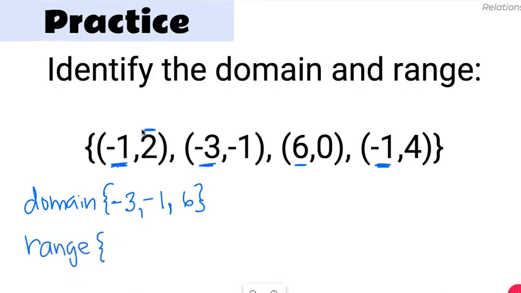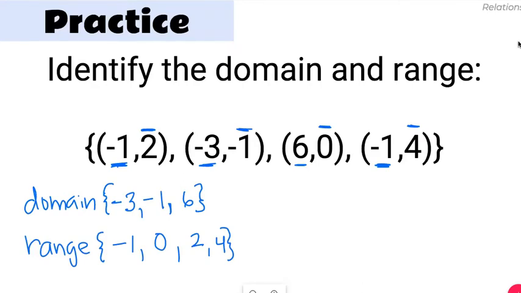So for the range, you want to focus in on the Y coordinates. If you want to hit pause, try this on your own, see how you do, and then check back in. So -1 is my smallest, 0, 2, 4.